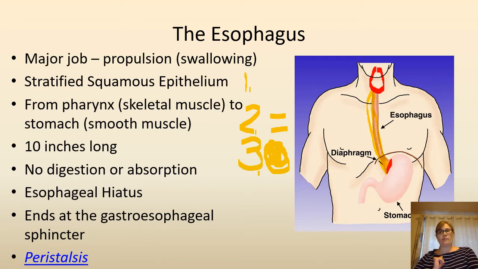Also stratified squamous epithelium. So we're really talking about stratified squamous epithelium all the way down to the stomach. Then we convert to simple columnar epithelium all the way down to the end of the stomach, until the rectum, and then it's stratified squamous again. So it's stratified squamous till the stomach, and then it's simple columnar until the rectum, and then it's stratified squamous again.